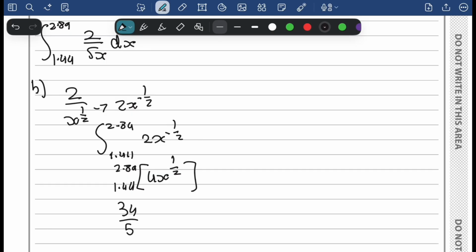Then we do 4 times 1.44 to the power of a half, and we get 24.5. Then we just take these away. Or 24 over 5, sorry, let me take these away. So it's just going to be 10 now. Oh, sorry, 2 here. 10 over 2. So there's 2, so then k equals 2. Simple.